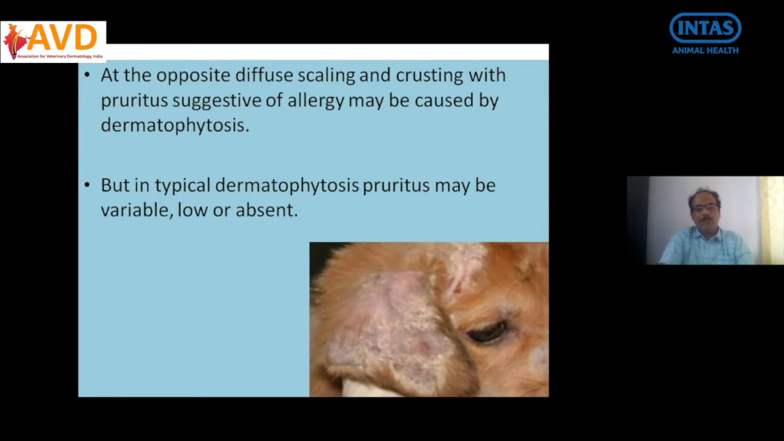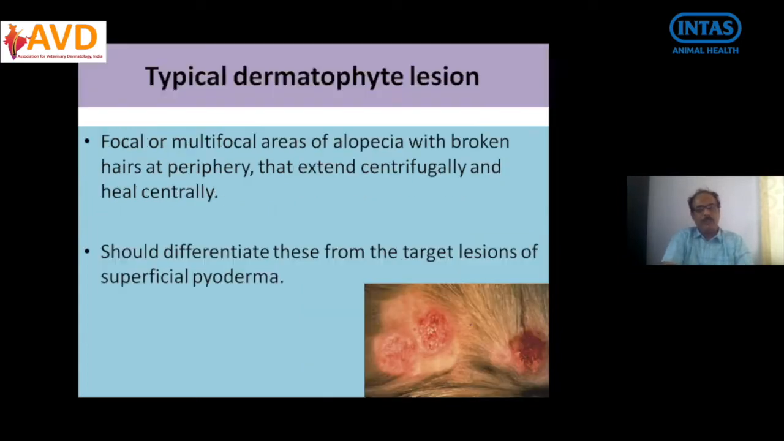And on the opposite, diffuse scaling and crusting, which is a typical lesion of conditions like allergy or atopic dermatitis, may be seen occasionally in dermatophytosis also. So these dermatophytosis clinical signs are highly variable and it is very difficult to diagnose it by clinical signs alone. In typical dermatophytosis, pruritus may be variable. That means it can be low or absent. Generally, the pruritus is very low in dermatophyte conditions.